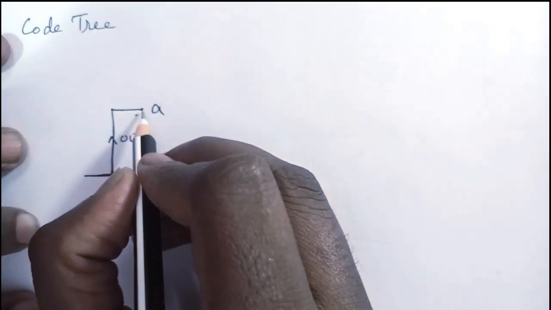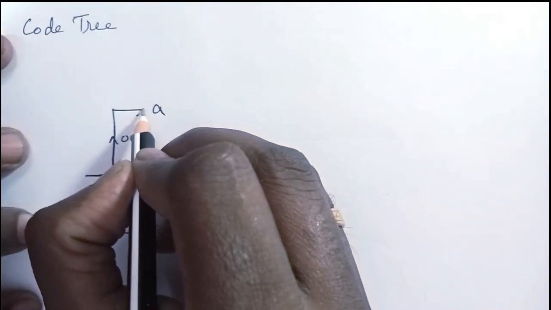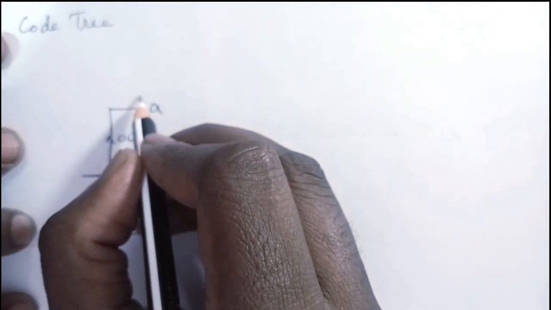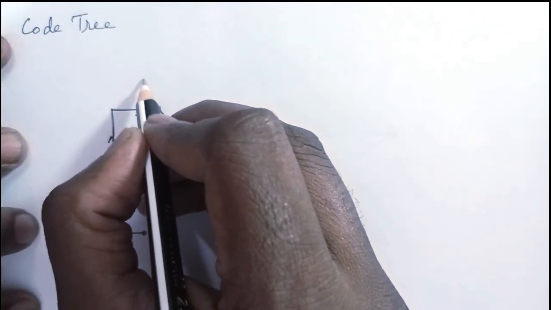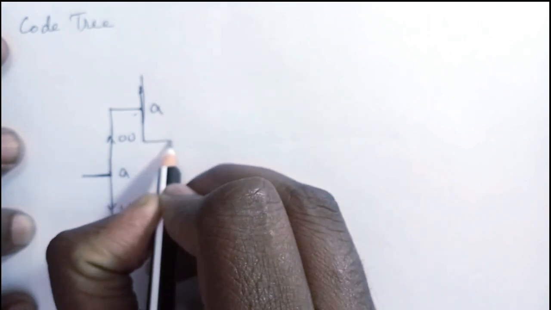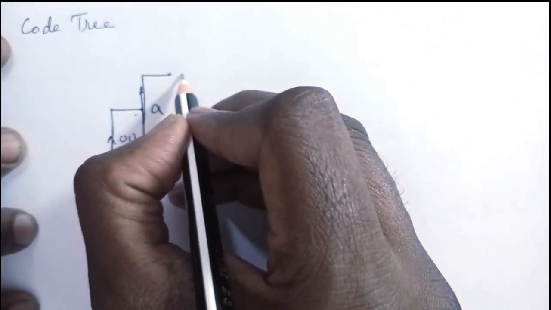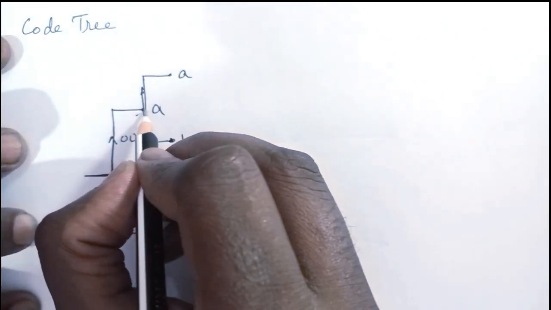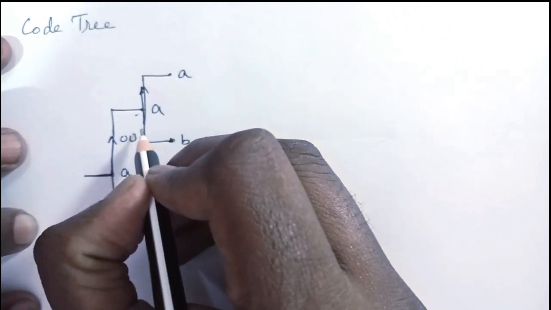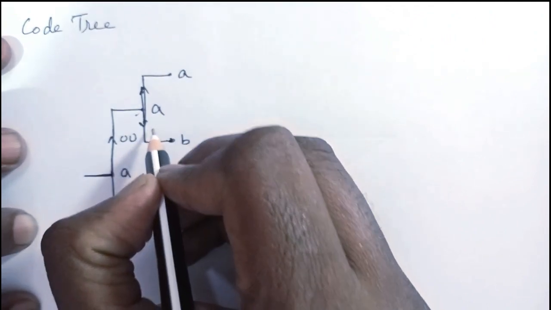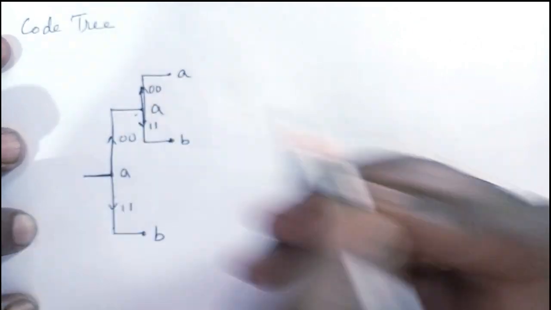So again the same thing. Now the current state is A, and from this you have to start again. From here it goes to state B, and to state A again. From A, if the input bit is 0, it goes to state A. If it is 1, it goes to state B, and the output is 0 0 and 1 1.